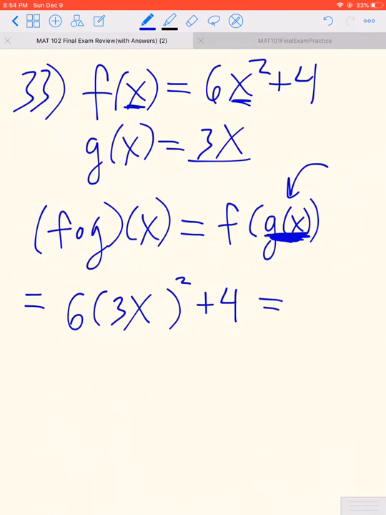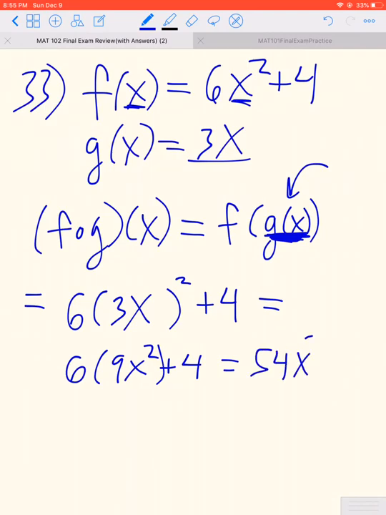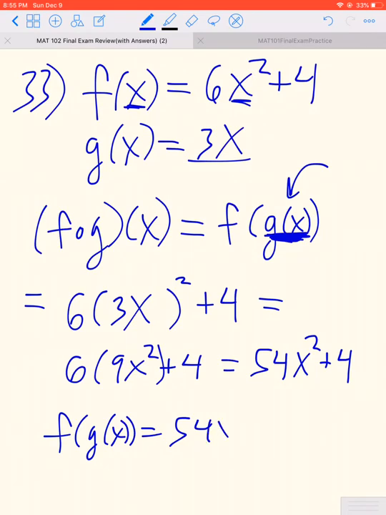We can reduce this. This is going to be 3 times 3x squared, which is 9x squared plus 4. 9 times 6x squared is going to be a 54x squared plus 4. So this is f composed with g of x. It's 54x squared plus 4.